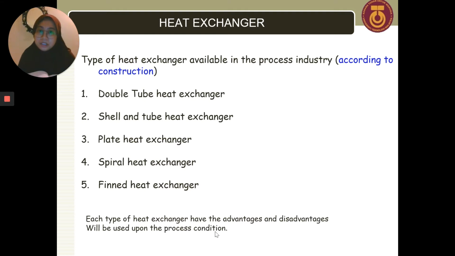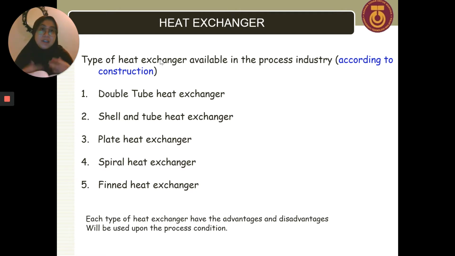This is part 2, heat exchanger. So we want to discuss heat exchanger types according to construction. Previously you have also seen that heat exchangers can be classified according to their transfer process. For transfer process we have two: the direct and indirect.